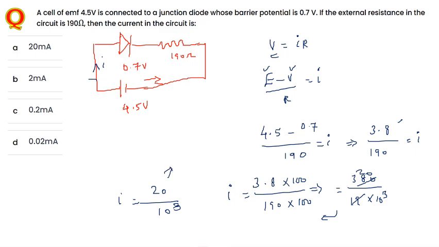So I is equal to 20 into 10 power minus 3 ampere. 10 power minus 3 is milliampere, so the answer here is 20 milliampere.